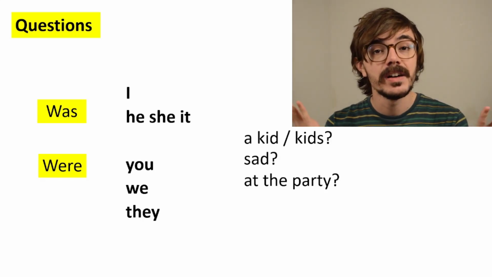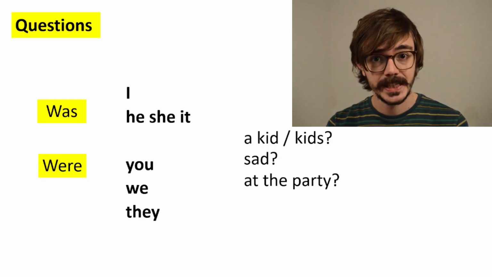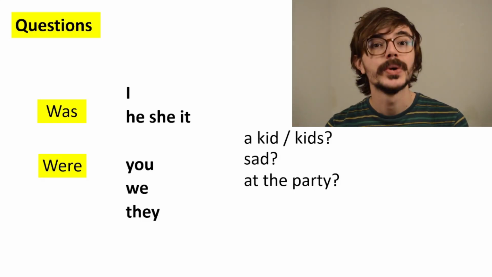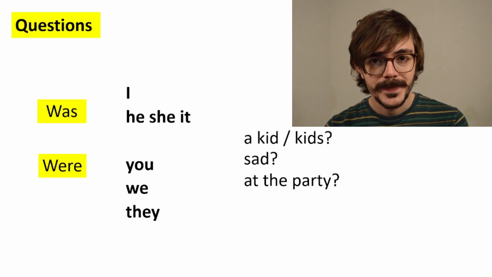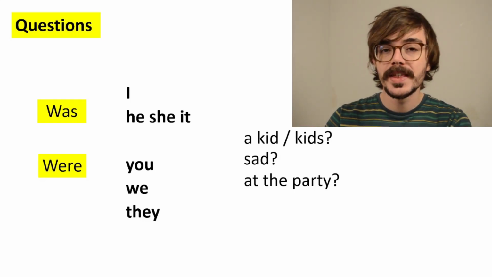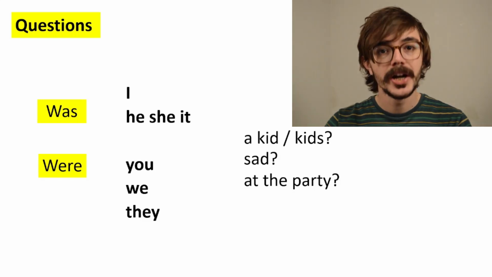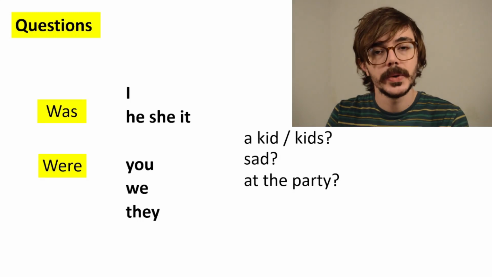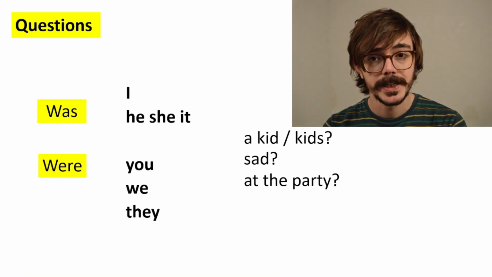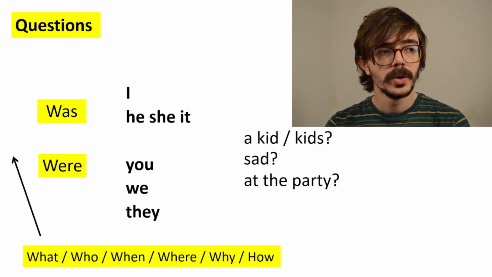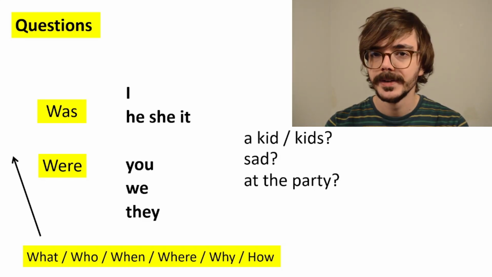And again, these are yes or no questions. Was he at the party? Yes, he was. Or no, he wasn't. Was she at the party? Yes, she was. No, she wasn't. Were they at the party? Yes, they were. No, they weren't. So if we want to make a more complicated question, we can use a question word. For example, who was sad? Or why were you at the party?